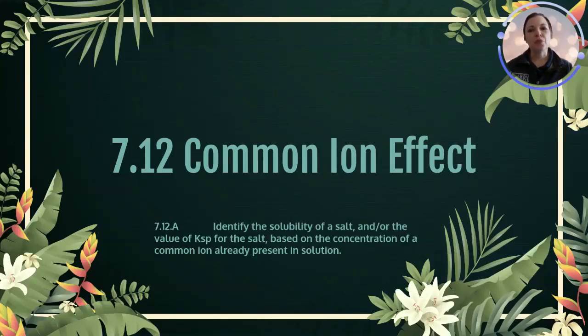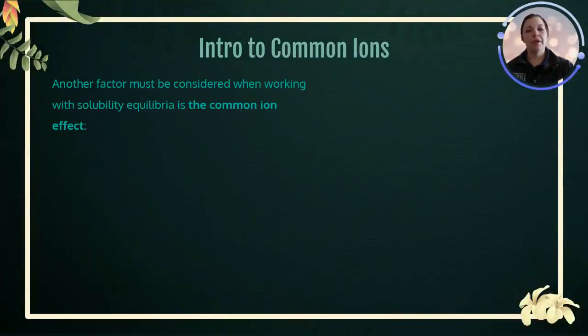Hello AP Chem students and welcome to topic 7.12, the common ion effect. The learning objective for today is 7.12.a, identify the solubility of a salt and/or the value of KSP for the salt based on the concentration of a common ion already present in solution. So the learning objective actually defines for us what a common ion is, but it's something that you need to think about when you're working with solubility equilibria.